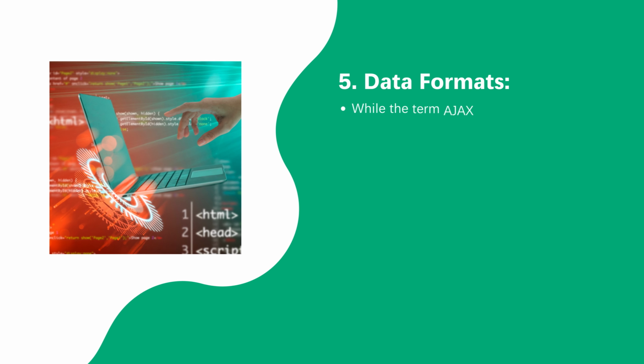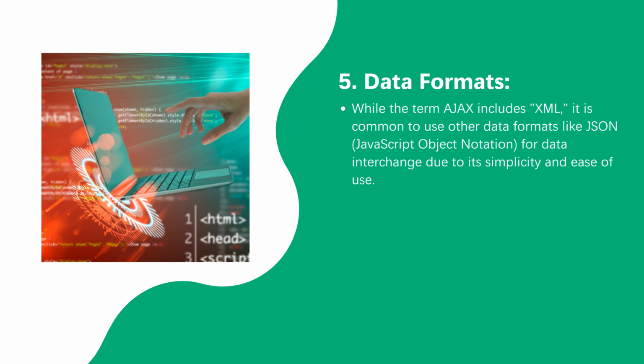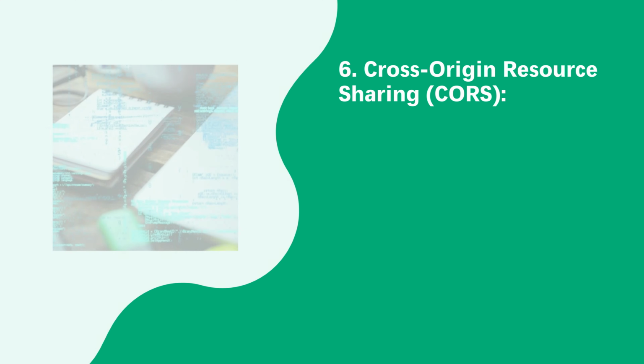Data formats. While the term Ajax includes XML, it is common to use other data formats like JavaScript Object Notation (JSON) for data interchange due to its simplicity and ease of use.